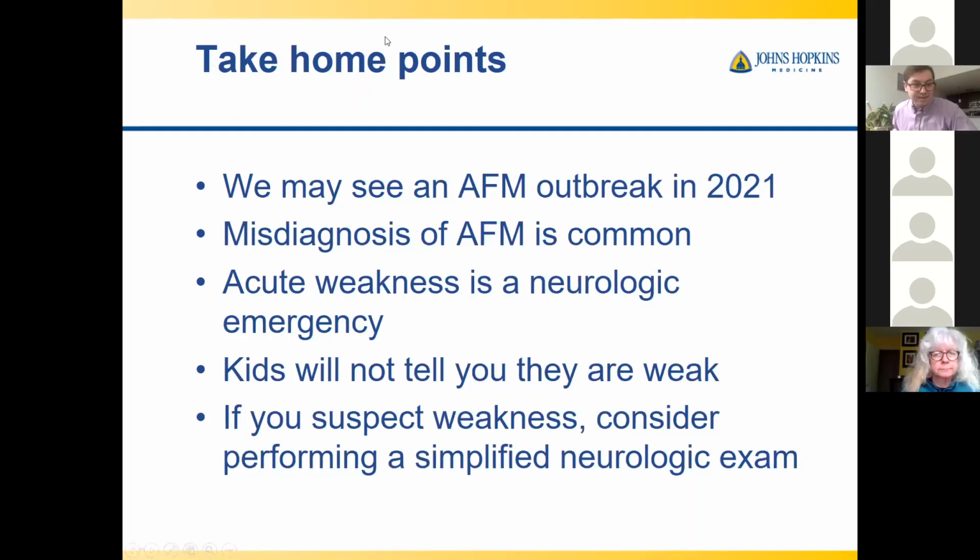Next slide. All right. So here are some take-home points from today's talk. We may see an AFM outbreak in 2021, depending on the relaxation of COVID-19 restrictions. Kids won't tell you they're weak, they just stop moving. Acute weakness is always a neurologic emergency. It may not be AFM, but it's still something that warrants evaluation in an emergency department. And then to perform a simplified neurologic exam, have kids raise their arms and legs at least, and make sure to check reflexes. If you detect any abnormalities on your exam, refer to the emergency department.